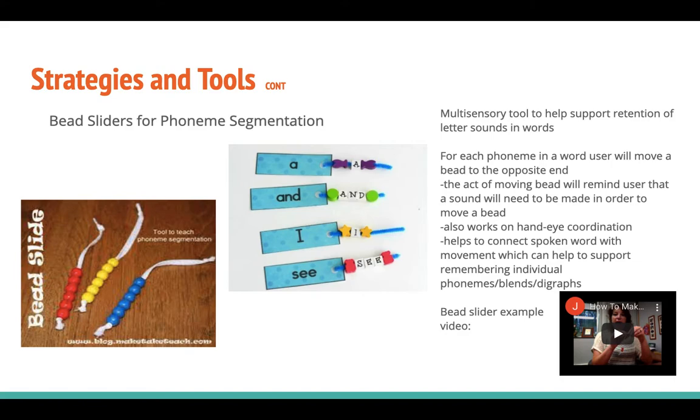The bead slider helps to connect spoken word with movement, which can help to support remembering individual phonemes, blends, and digraphs. Beads can be attached to a word card for visual support of a word, as seen in the second picture. The cards can be laminated and left blank for multiple use with a white board marker. Bead sliders are portable and can be taken home with the user to practice and use at home.